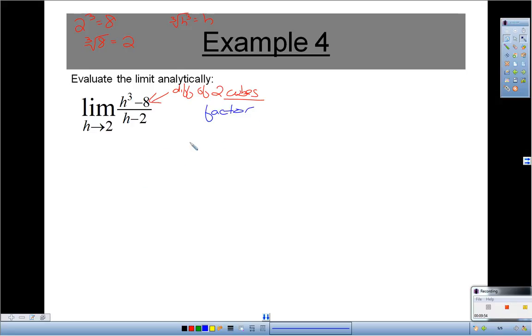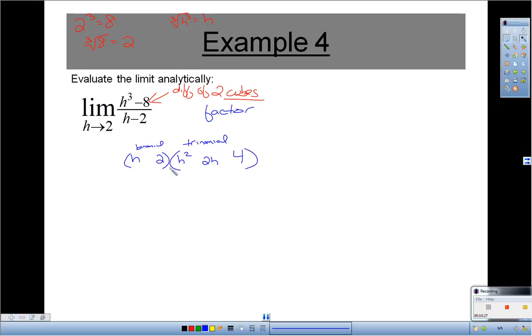There's a little set of patterns to factor it. What you do is you set up a small binomial. It's always a binomial. And then you set up a larger trinomial. So this is how it factors out. And what you do is you take the cube root of h cubed, which is h, the first term. The cube root of 8 is 2. And then you square this first term, so that would be h squared. You square this term, so 2 squared is 4. And then you multiply these two terms together, and so that would be 2h.